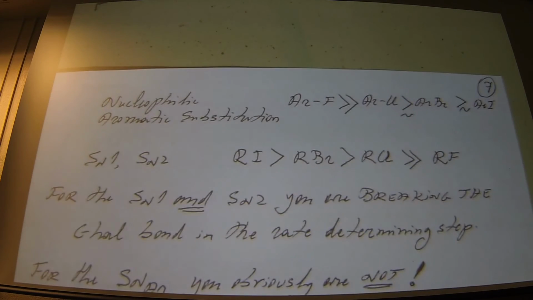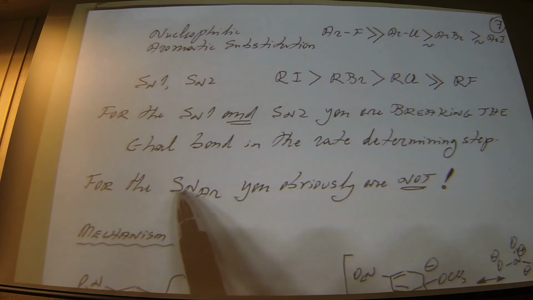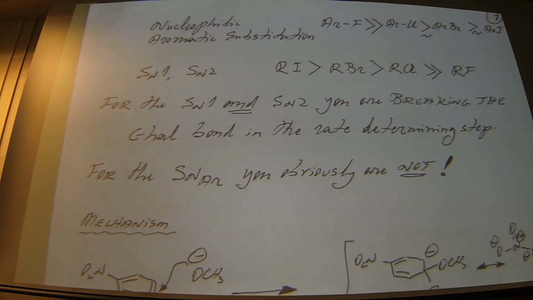And so, in the SN1 and the SN2, the carbon-halogen bond is being broken in the rate-limiting step. So the inevitable conclusion is that in the aromatic substitution, you're not breaking the carbon-halogen bond in the rate-limiting step. So this is the SNAr, that's substitution nucleophilic aromatic. You're obviously not breaking that. So then the question is, well, what is the mechanism? The mechanism is one that we have not seen before.